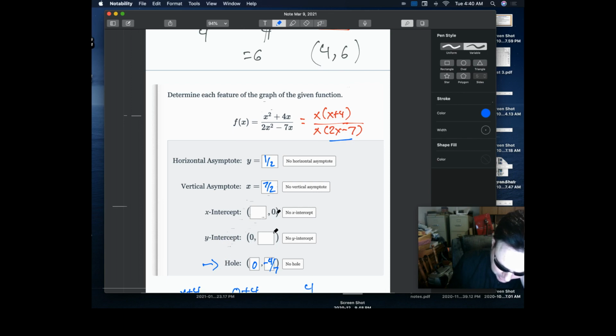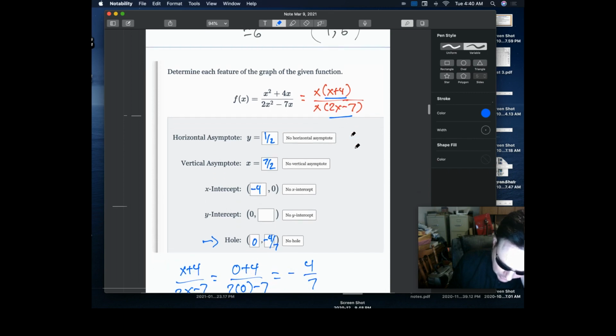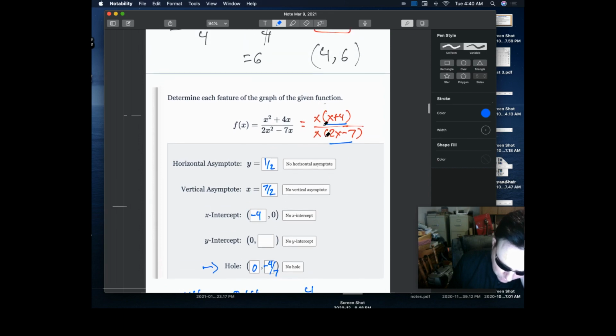X-intercept: they can tell you that the y value is 0. So if the y value is 0, then it's going to just be negative 4. We're just setting the numerator to 0. Note that it's not here because 0 doesn't exist. 0 is a hole. That's the one thing you've got to make sure you're clear on, because you've got to make sure you're consistent.